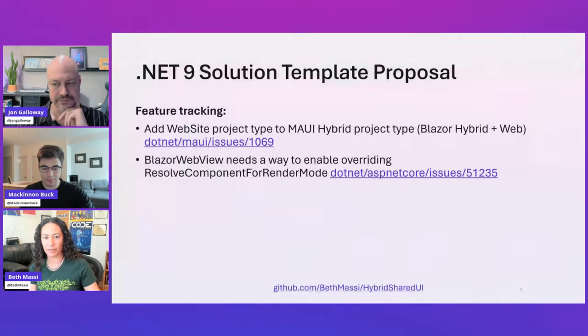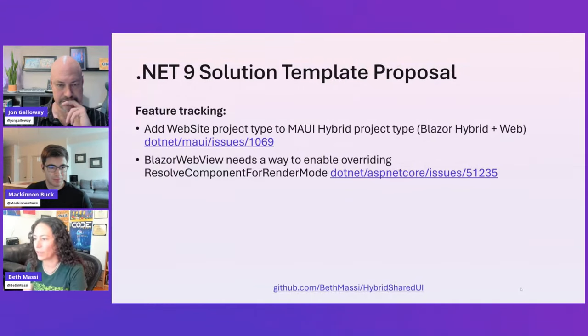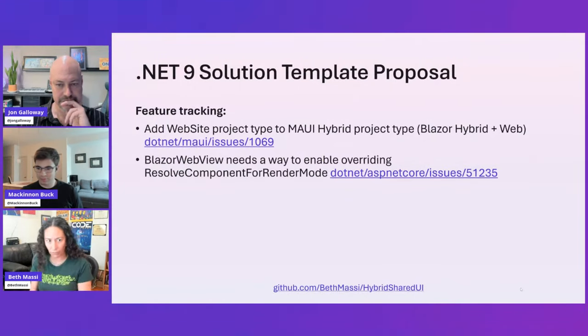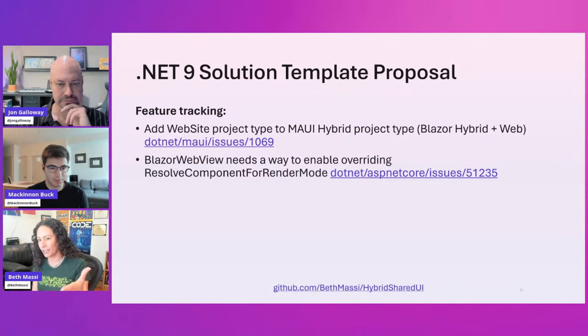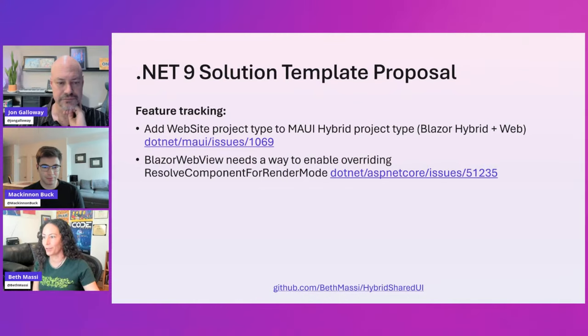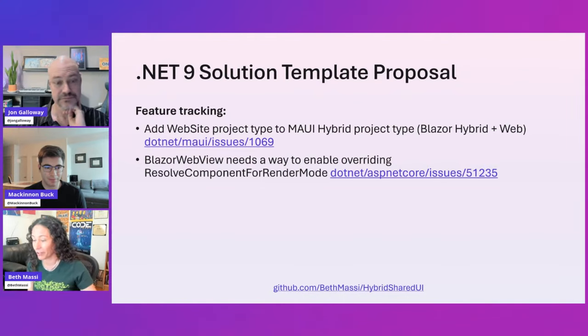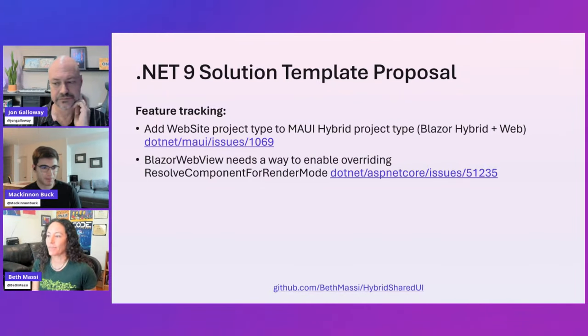So here's the proposal, right? First off, we have a couple issues that we're tracking for this feature. One is to add this solution template that we're talking about today for Blazor Hybrid and Web. And the other one is to fix in .NET 9, or at least change the behavior. I wouldn't say this is a bug. It doesn't know what to do with the rendering mode, so it throws an exception. I think that's not a bug, but it's not supporting the scenario we want.